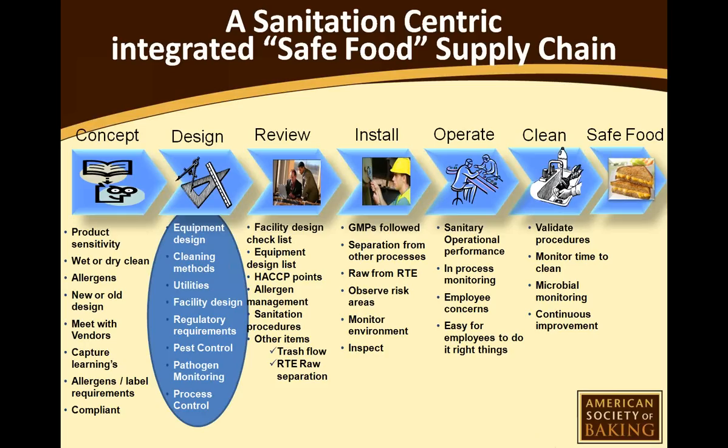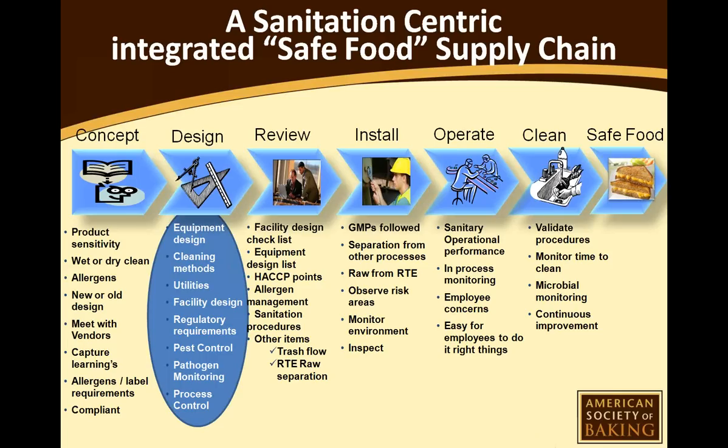A sanitation-centric integrated food safe supply chain could look something like this. Creating a safe food integrated supply chain requires the concept of sanitary design to be present throughout each phase of every project. This is important from concept all the way through to producing a final safe food product, thus creating an equal ground for sanitation to be considered with every phase of the project.